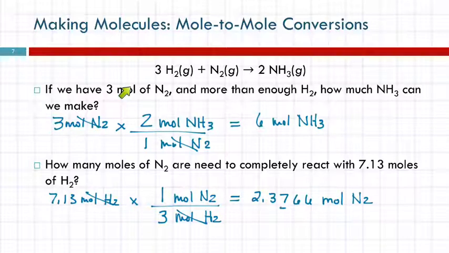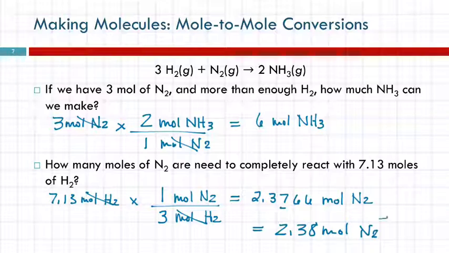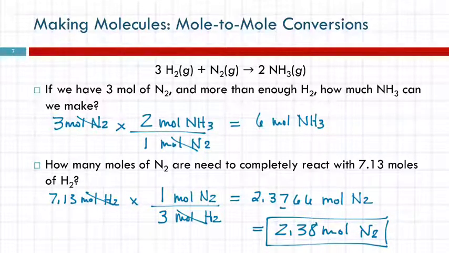These numbers, the coefficients in this equation, are exact numbers because they come from looking at individual atoms and molecules. So they are exact. So that's not going to affect our sig figs. This, we start with 3, so we're going to end with 3, and so our best answer would be 2.38 moles of nitrogen. Any questions?